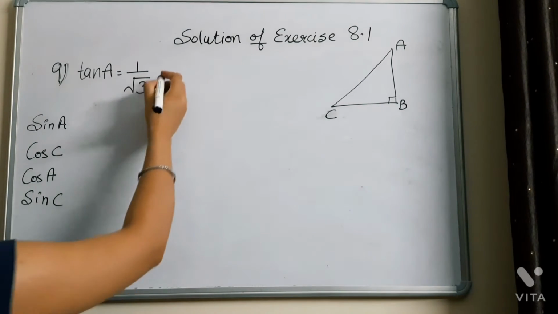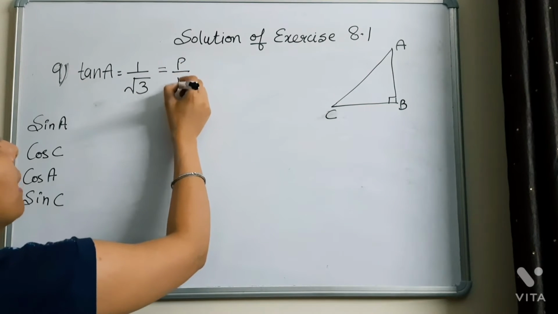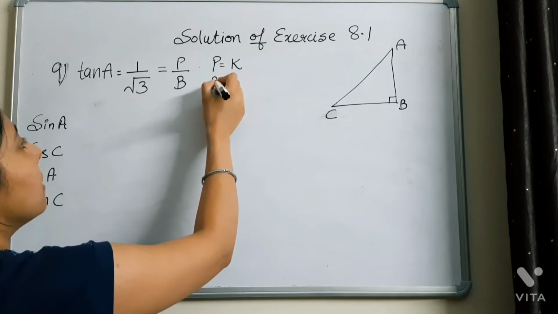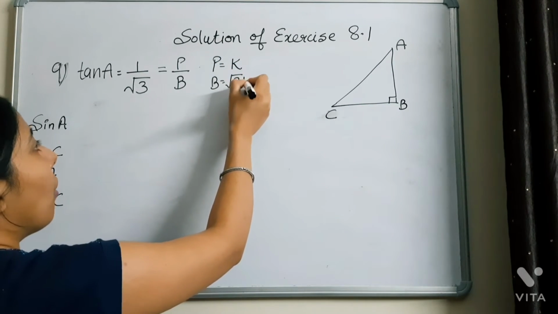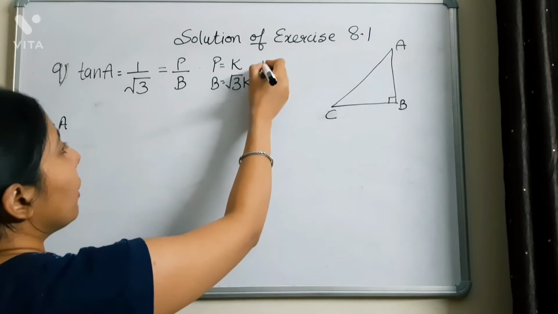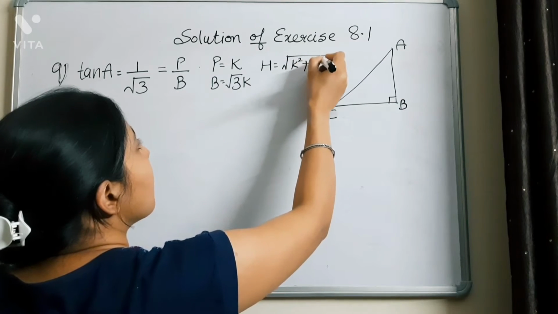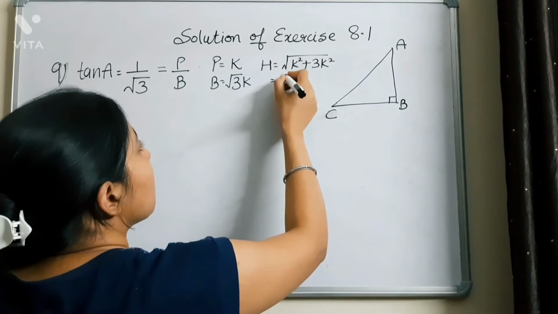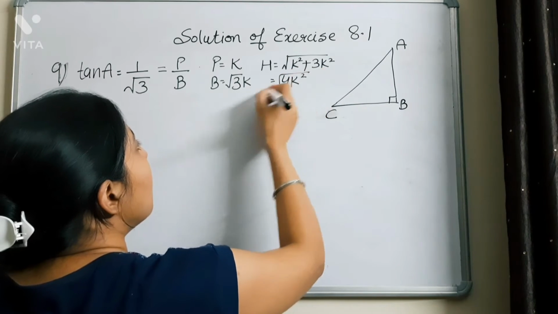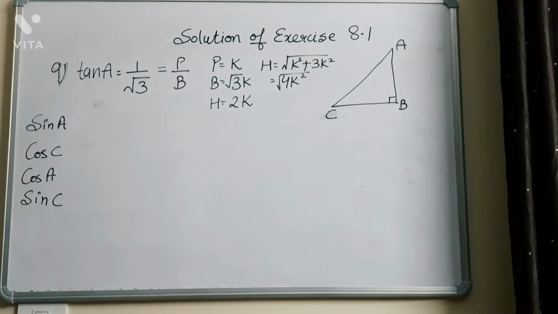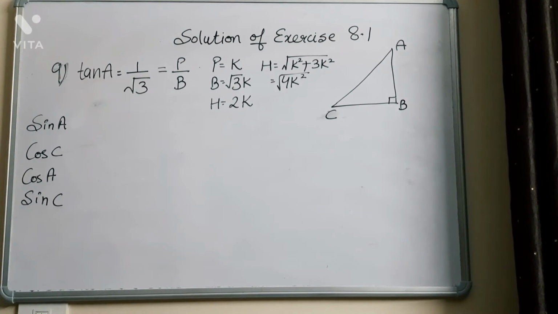So let's start. tan theta is given by perpendicular by base. From here you can write that perpendicular is equal to k and base is equal to root 3k. On solving this, hypotenuse will be the square root of k square plus root 3k square, meaning 3k square, that will be 4k square under the root. So hypotenuse will come out to be 2k. Now you have all the data: perpendicular is k, base is root 3k and hypotenuse is 2k.